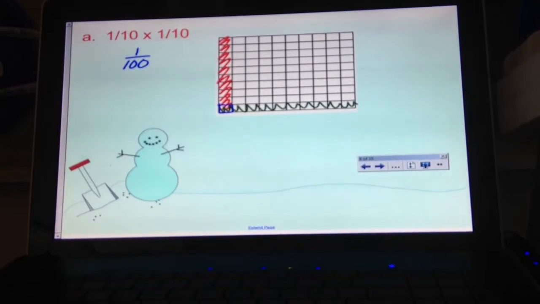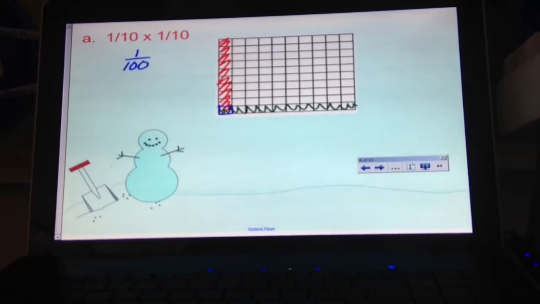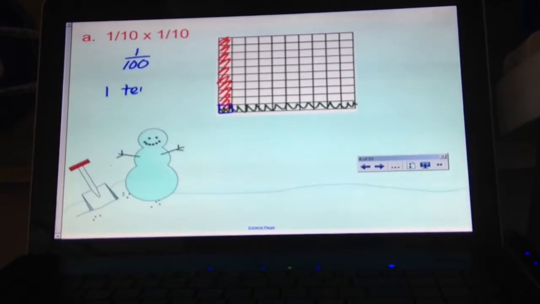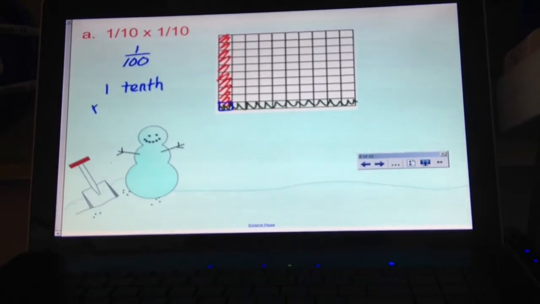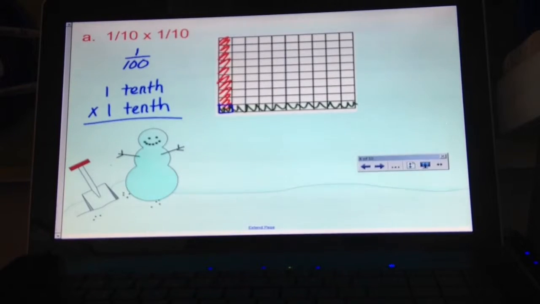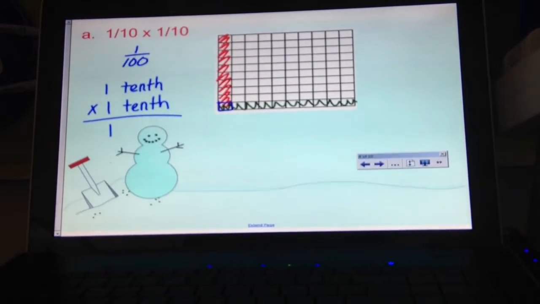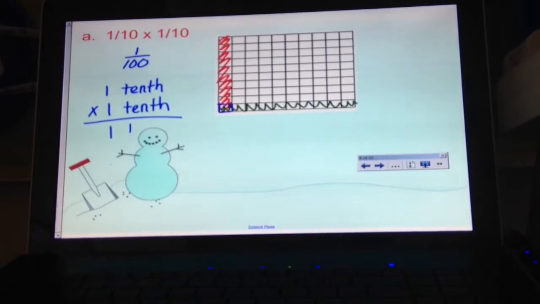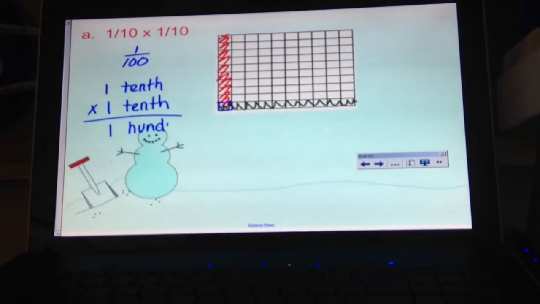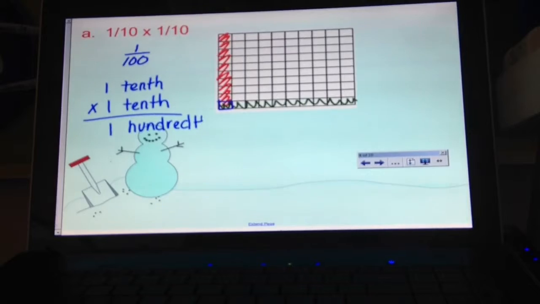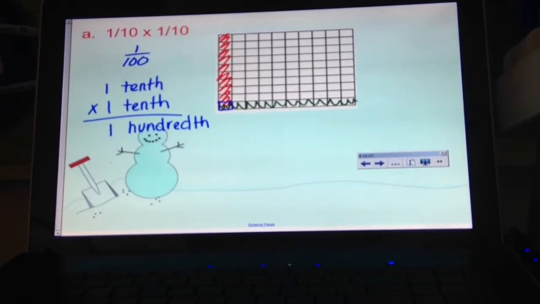Let's look at what that looks like as far as place value. So if I have 1/10 times 1/10, 1 times 1 is 1, and I know if I multiply a 10th times a 10th, I would get 100th. So my answer would be 1/100th. Well, let's look at that on the algorithm in decimal form.